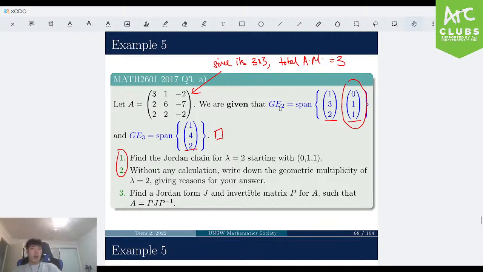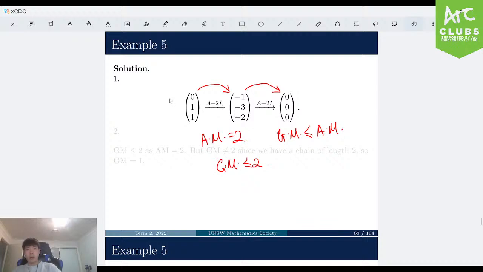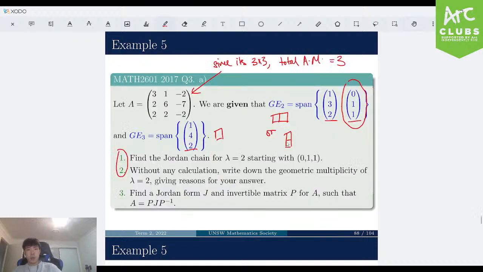Now for the eigenspace for lambda equals 2, we have a span of 2 vectors. And we know that it's a Jordan chain of length 2. So we have 2 options at the moment. It can look like this, or it can look like this. But since we know that it must have a chain of length 2, based on our working out from part 1, we know that it must take on this form and not this form.